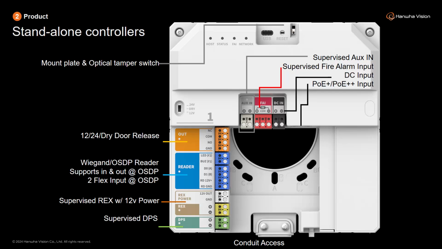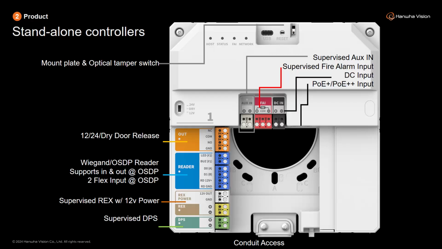We have our reader if it supports Wiegand and OSDP. We recommend OSDP. It's more secure. And that also supports two readers, one on the in and out of a door. And when you use it in OSDP mode, we can switch the two unused, the LED and buzzer, to flexible inputs for additional inputs into the unit.